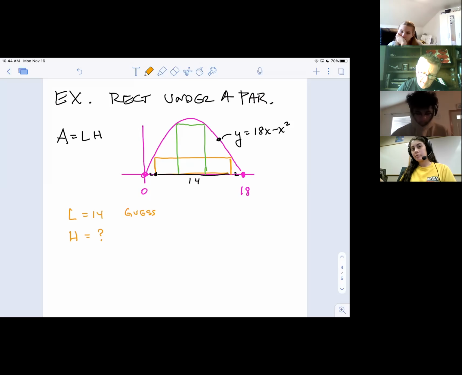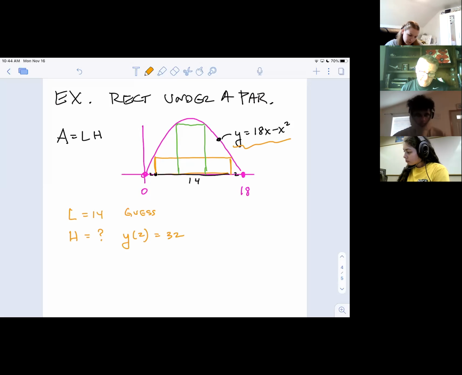Isn't that y coordinate right there? Can't that be found using this equation? What do I plug in to get that? Your x coordinate, which isn't 14, it's 2. So if I plug 2 into that equation, isn't it giving me the y coordinate of the parabola, which would be the height in this case? So that'd be 36 minus 4, which is 32.